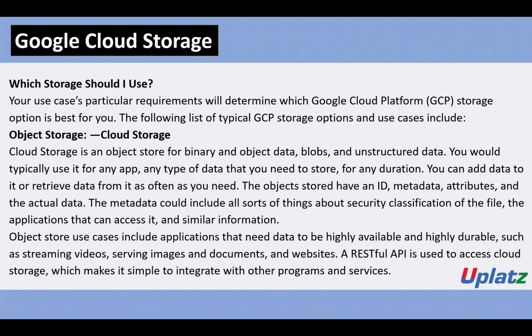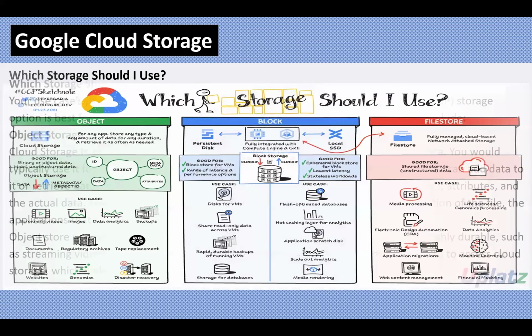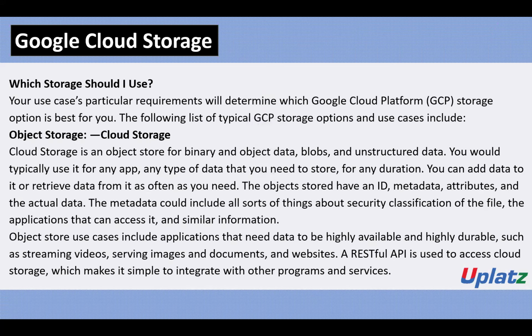So the following list of typical Google Cloud Platform storage options and use cases include the first one, object storage. For that, there is Cloud Storage. For block, there is block storage, and there is Filestore. So let's see this one. Which storage should I use?